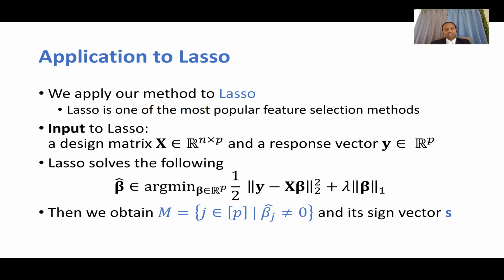In that case, we can obtain M, defined as the set of j such that beta j hat is not equal to 0, and its sign vector s.